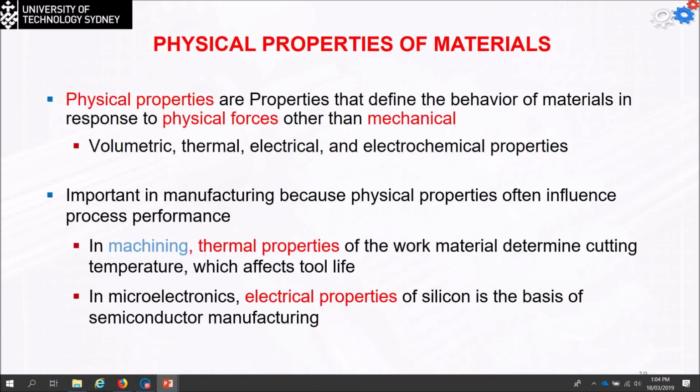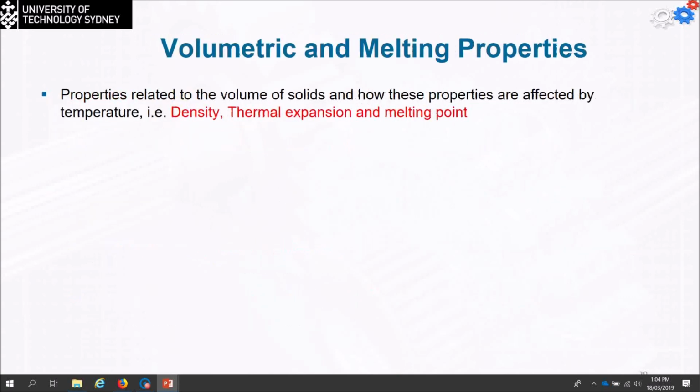For example, in machining, the thermal properties of the work material determine the cutting temperature, which is going to affect the tool life. In microelectronics, the electrical properties of silicon are the basis of semiconductor manufacturing. So let's talk first about the volumetric and the melting properties of the materials. These properties are related to the volume of the solids, as we mentioned earlier, and how they are affected by temperature, like what will happen to the density, the thermal expansion and the melting point.